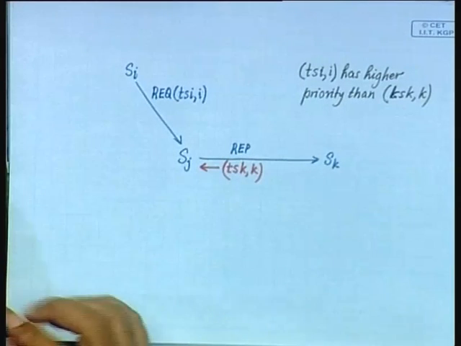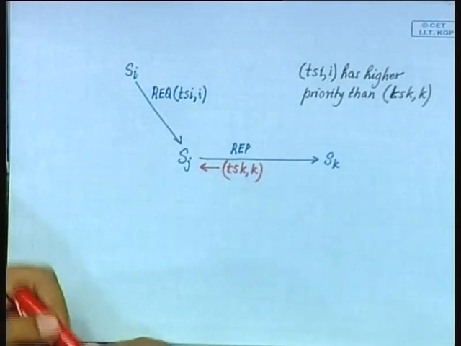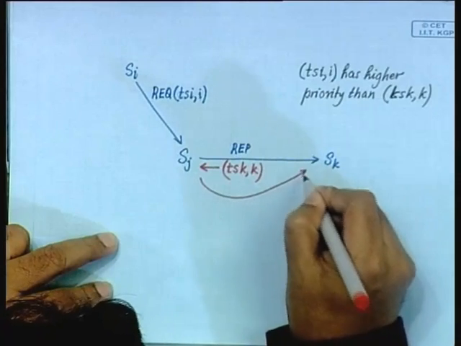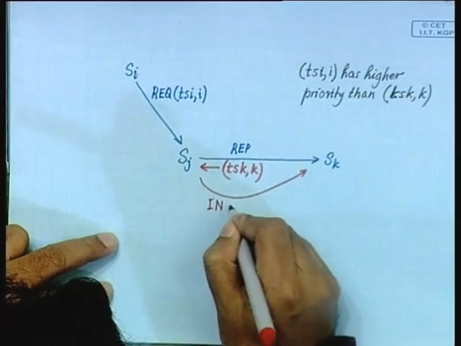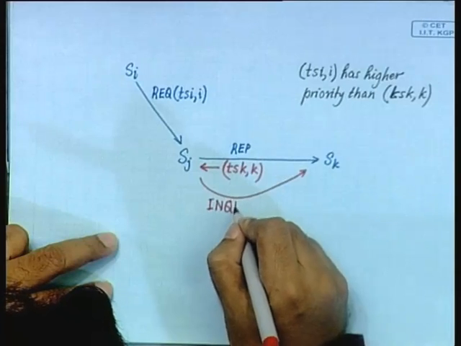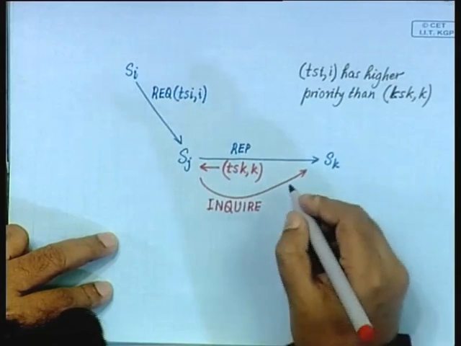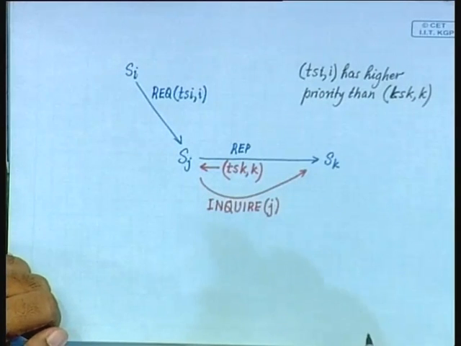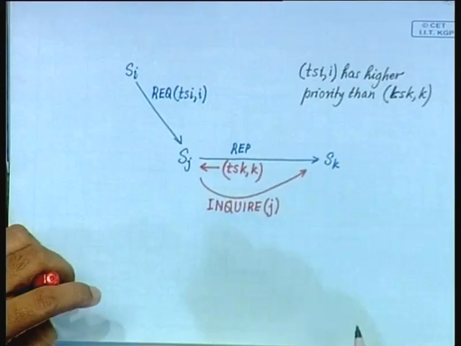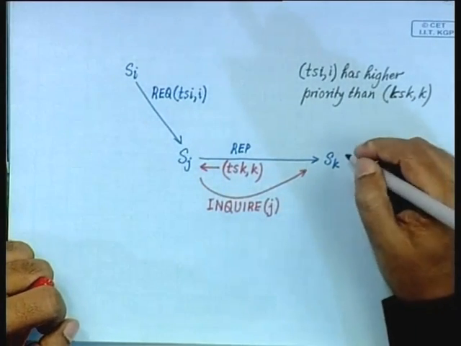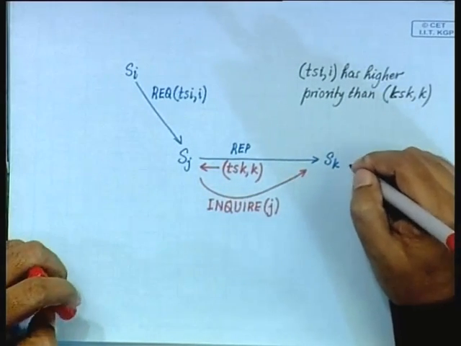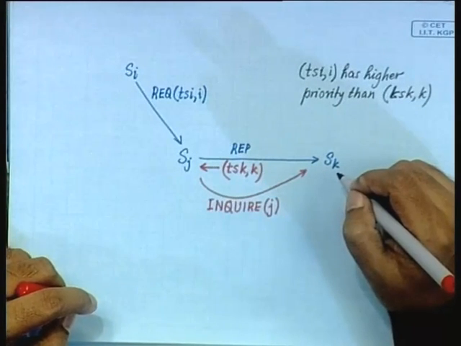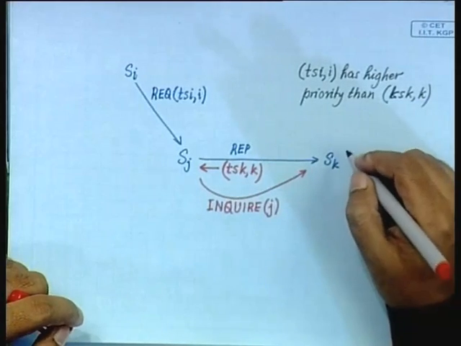In this situation, what will happen is Sj will send an inquire(j) message to Sk. Okay. What is Sk going to do? Sk will see whether it is already in critical section or whether its state is as follows.